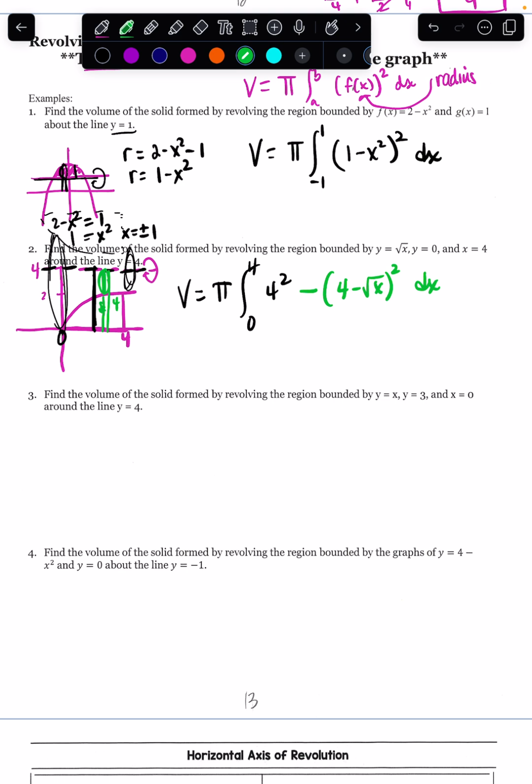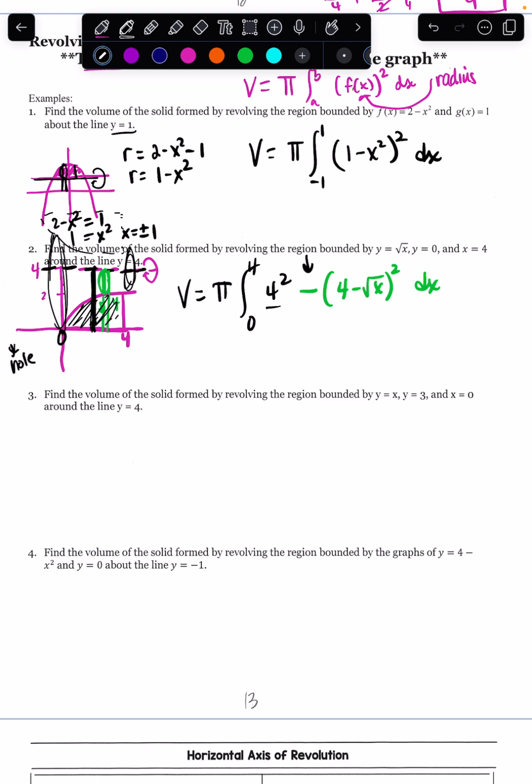Let that sink in for a minute. Again, we did the entire thing, so that's your 4. That was this color. We did 4, we rotated that because there's a hole. So this one, you want to keep in mind, there's a hole here between the region. This was your region down here. There's a hole between your region and the line of revolution, which is why we have a minus.